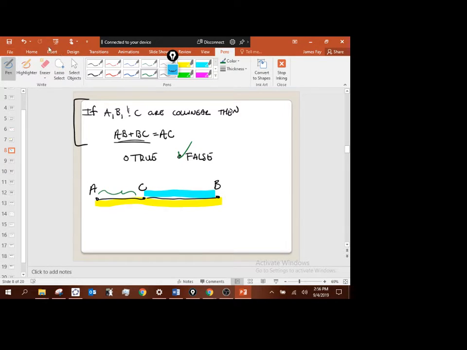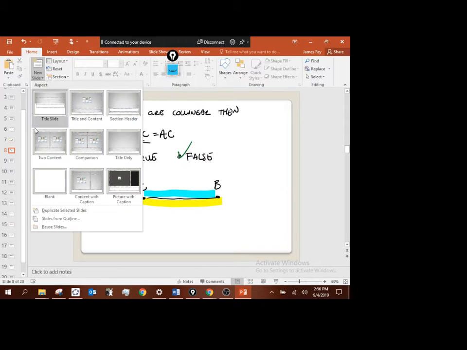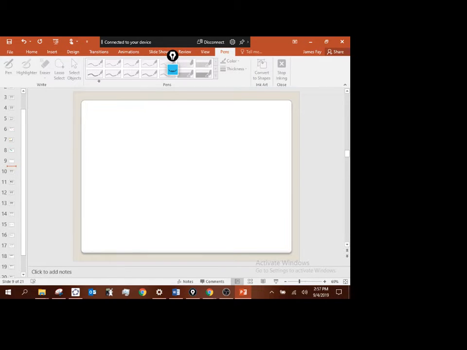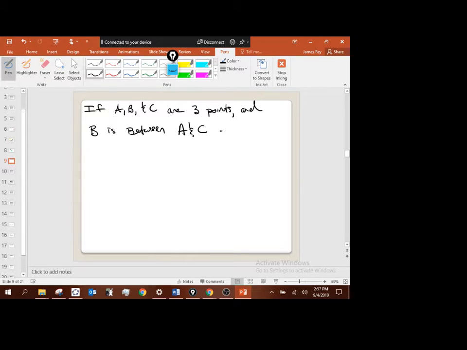Let's do this. I'll put that phrase back in. I'll put B between A and C. So let's say if A, B, and C are 3 points, and B is between A and C, then AB plus BC equals AC. And the question again, is that true or is that false?